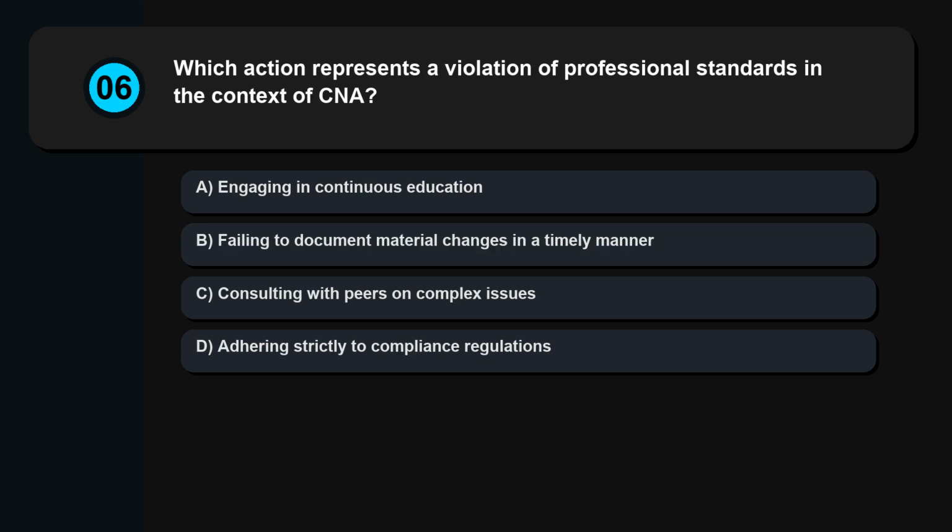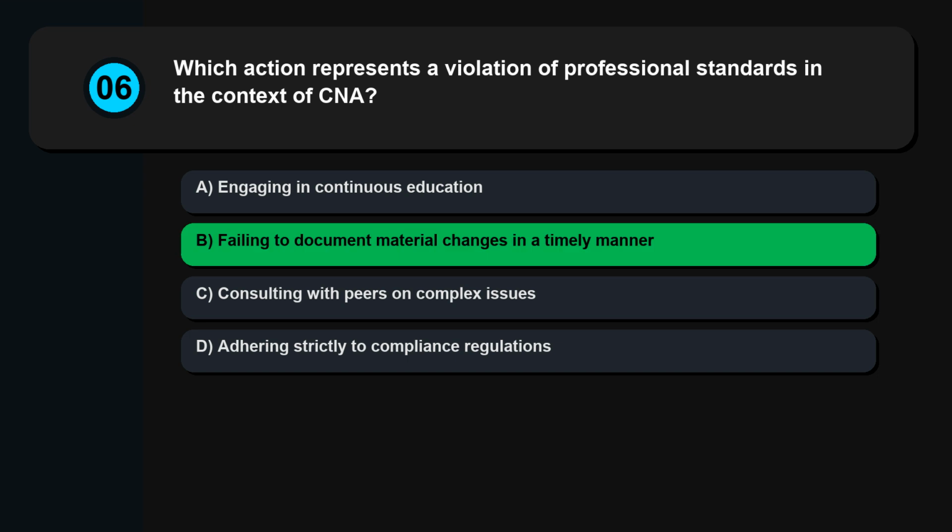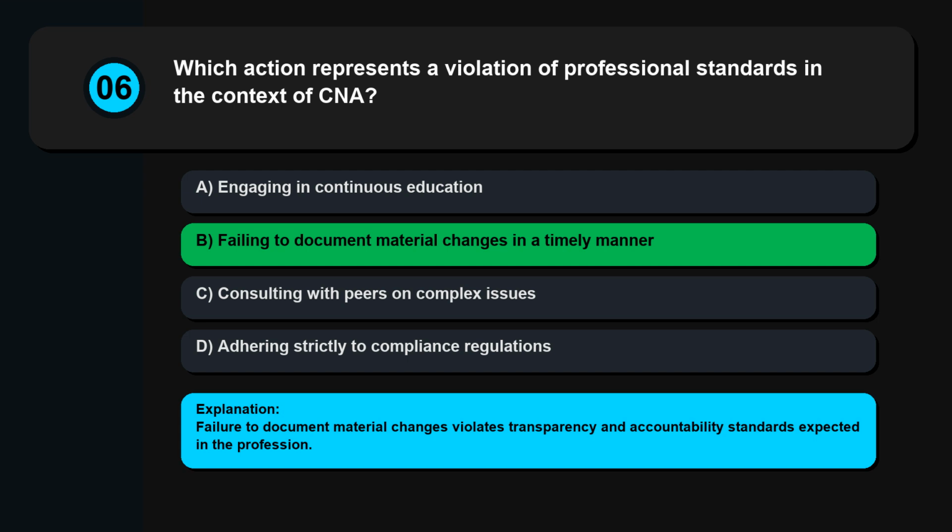Question 6. Which action represents a violation of professional standards in the context of CNA? Engaging in continuous education, failing to document material changes in a timely manner, consulting with peers on complex issues, adhering strictly to compliance regulations. Failure to document material changes violates transparency and accountability standards expected in the profession.